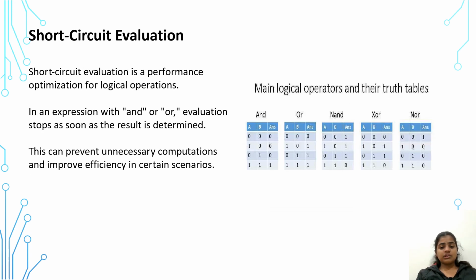Short circuit evaluation. These are the main logical operators and their truth tables: AND, OR, NAND, XOR, NOR. Short circuit evaluation is a performance optimization for logical operations. In an expression with AND or OR, evaluation stops as soon as the result is determined. This can prevent unnecessary computations and improve efficiency in certain scenarios.